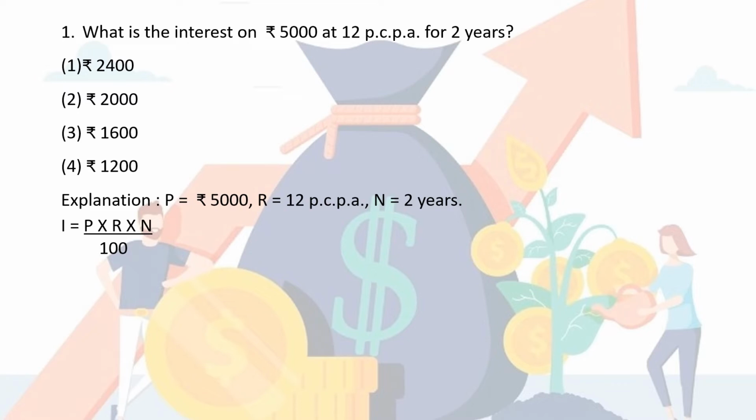Okay. Now here there are options. I would like you all to solve it by yourself using the formula and get the answer. Just need to substitute the values in the formula. P is equal to 5000 into 12 into 2 upon 100. Okay. When I cancel and I multiply, I will get 50 into 24, that is 1200. So 1200 rupees will be the interest on 5000 rupees.